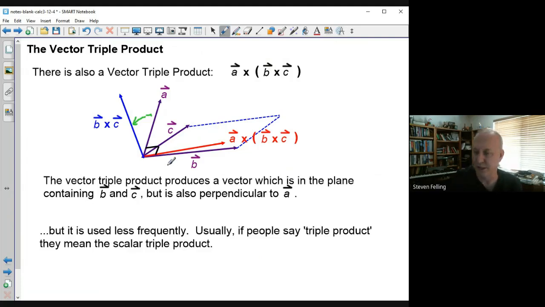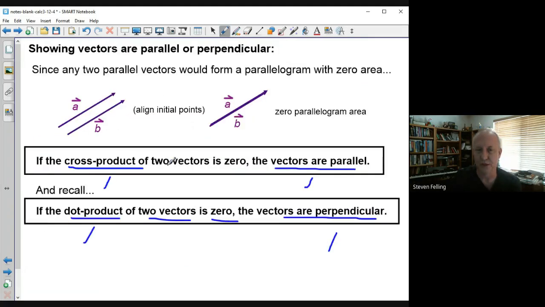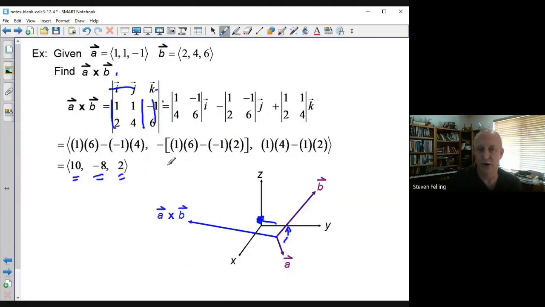That's used much less frequently. In fact, both these triple products we don't use very frequently in Calc 3, hardly at all. The main thing we're going to do that we want to focus on is how to compute this part, how to compute a cross product. All right.